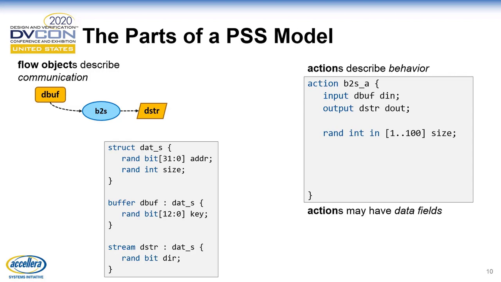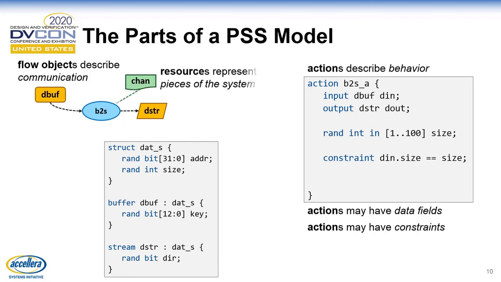So whenever you do a particular action, you're going to randomize the field, in this case size. And you can define constraints about it. You can constrain one field in terms of another. You can constrain input fields in terms of elements of a particular action. And then we also have resources.